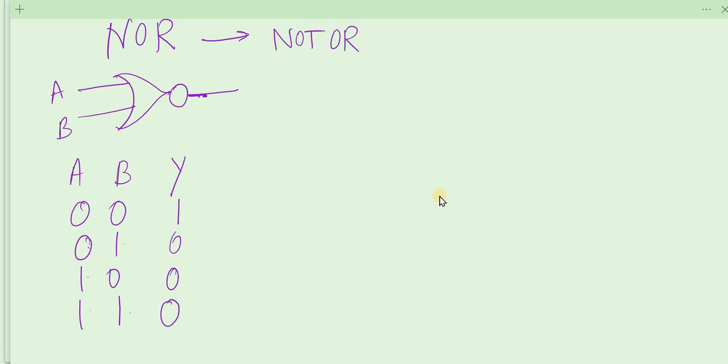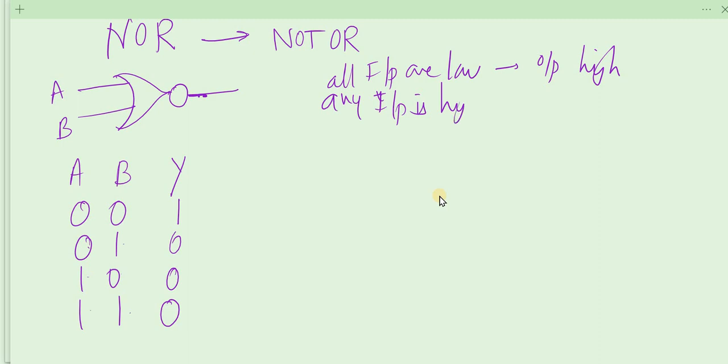So in case of NOR, if all inputs are low, then only output is high. If any input is high, then output is low. And Boolean algebra gives Y is equal to NOR, NOR means OR and then bar. So this is the Boolean equation for NOR gate.